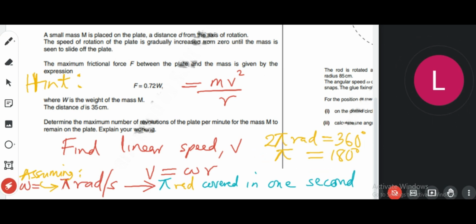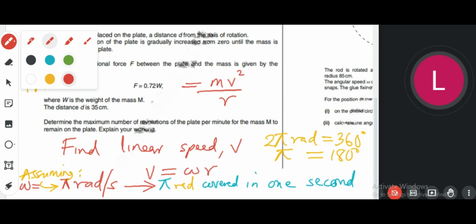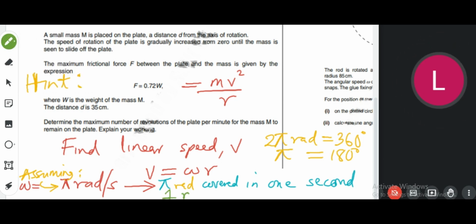So you can now find the number of revolutions, which is 360 degrees, that will be covered in 1 minute, by simple proportion. If 180 degrees is covered in 1 second, 360 degrees will be covered in how many seconds? Then you know how many minutes it will take to cover a particular number of revolutions, because 1 revolution is 360 degrees, which is 2 pi rad. That's for this question.